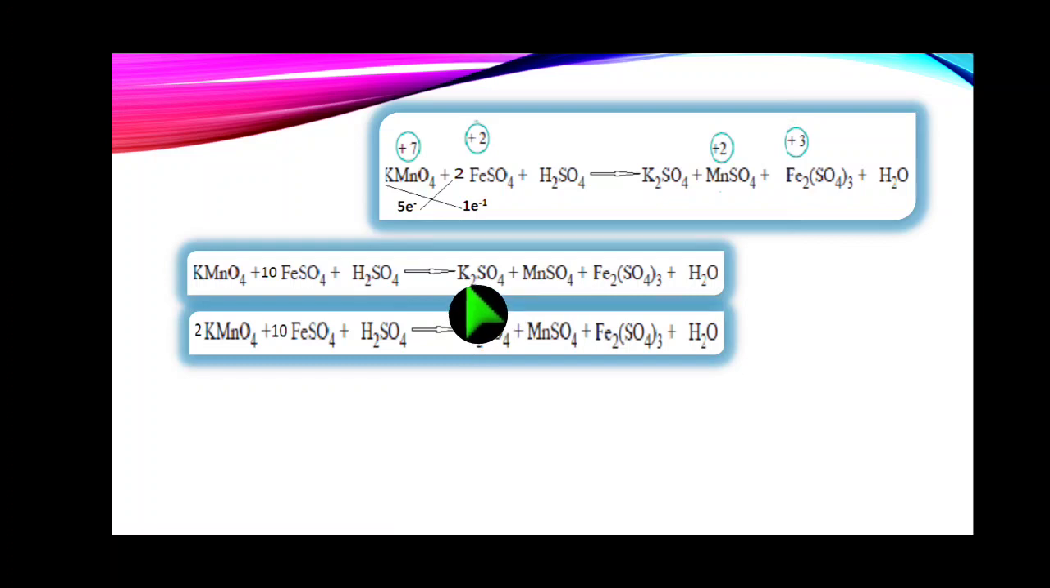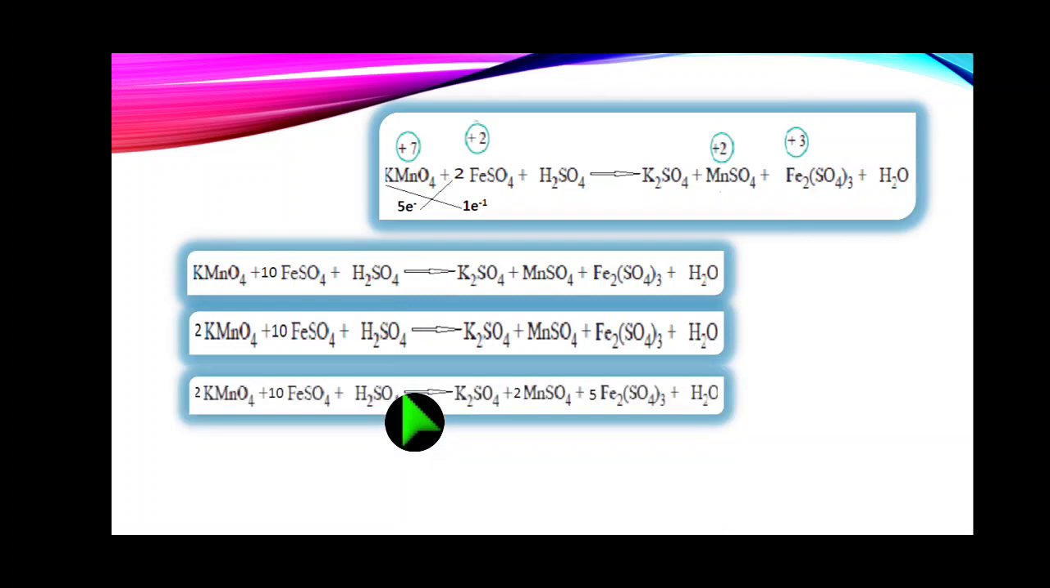Then potassium. On the right side you see 2, K2 is here, so on the left side only 1. So right is 2, so 2 KMnO4. Then 10 FeSO4 plus H2SO4 gives K2SO4 plus MnSO4 plus Fe2(SO4)3 plus H2O. Manganese is not balanced, iron is balanced, potassium is balanced. The next step, manganese. After writing the 2, manganese on the left side is 2, so on the right side you make it 2. So manganese is balanced, iron balanced, potassium balanced.